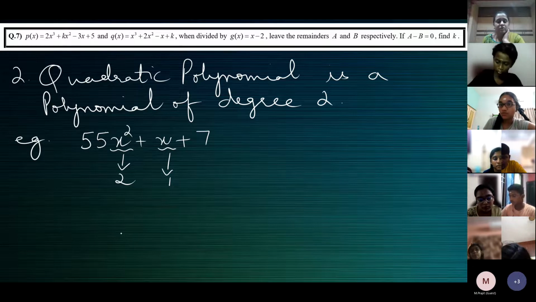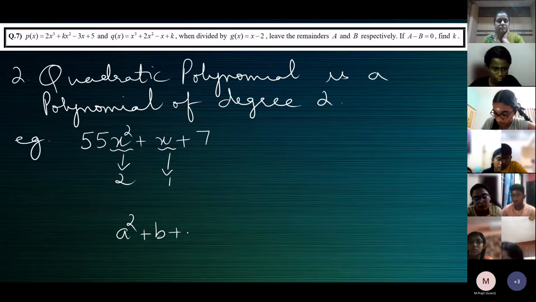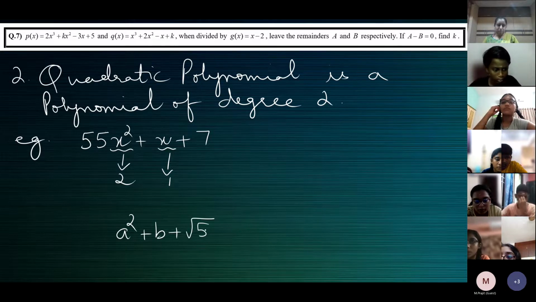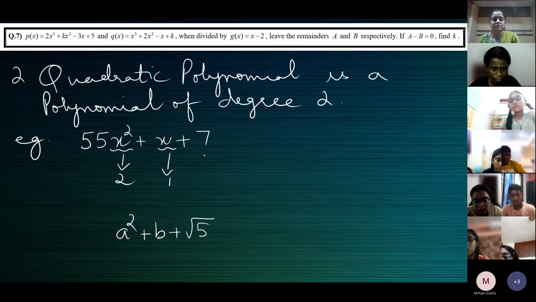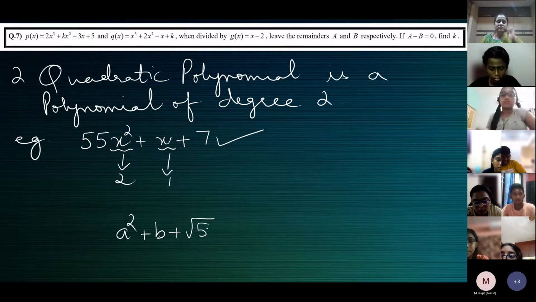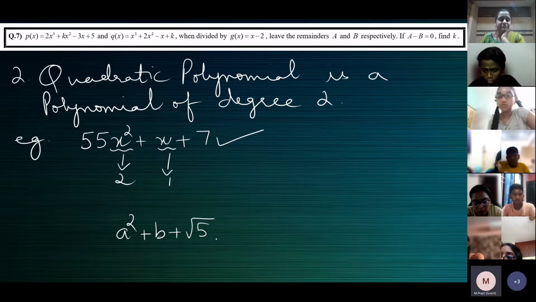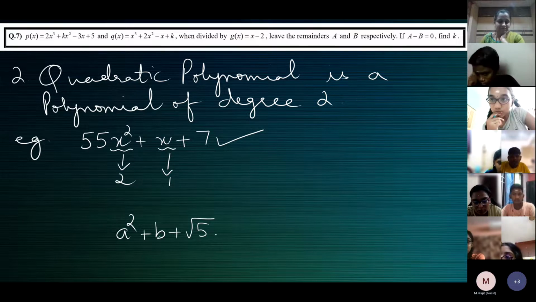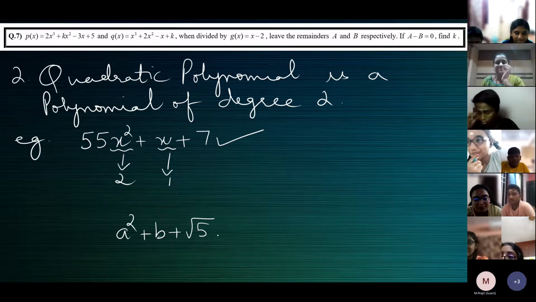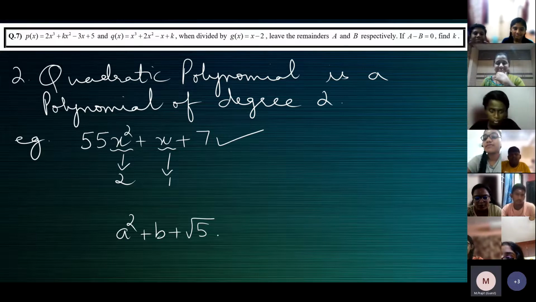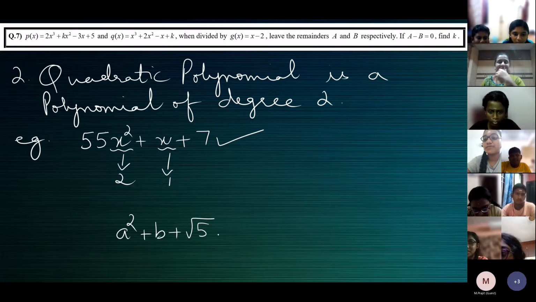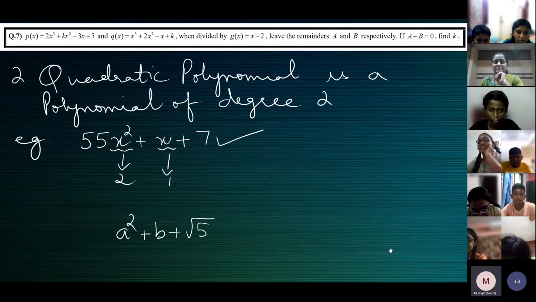Is this a quadratic polynomial? This one is a quadratic polynomial. Is this a quadratic polynomial? Yes, ma'am. You're not sure? I'm thinking. Yeah, think.